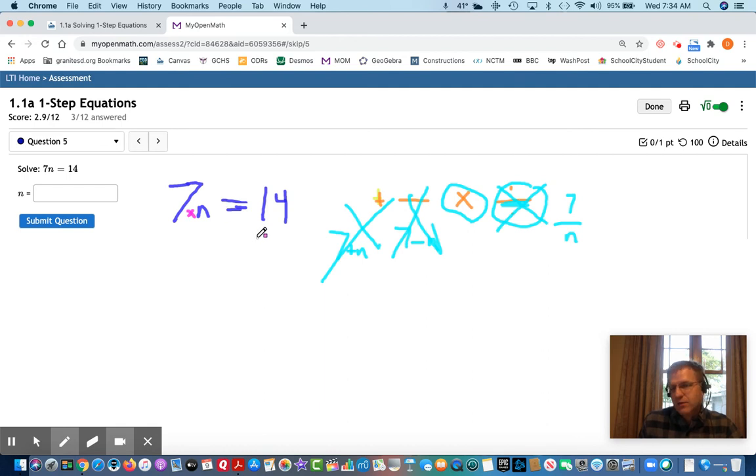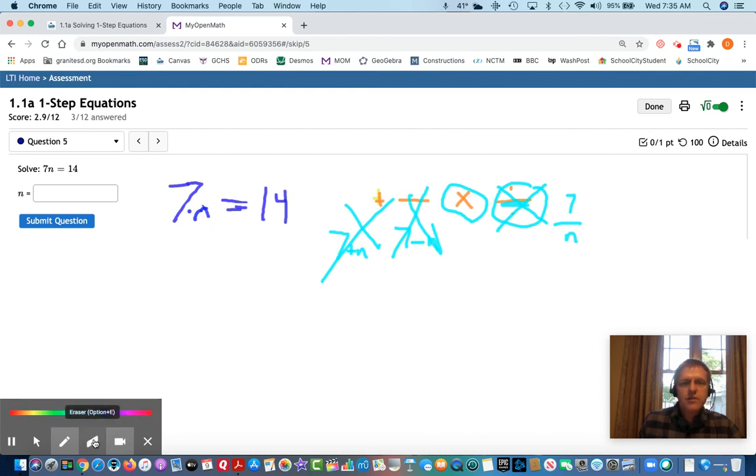And you would say, well, which one's the letter? Is it the x or the n? So that's confusing. So instead of putting an x there, we don't in high school. And instead, we just smash them together if they're a number and a letter. So this is 7 times n. You could also put a dot there. That would work. But 7n.